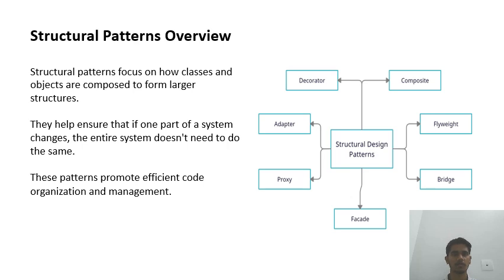Structural patterns overview. Structural patterns focus on how classes and objects are composed to form larger structures. They help ensure that if one part of the system changes, the entire system doesn't need to do the same. These patterns promote efficient code organization and management.